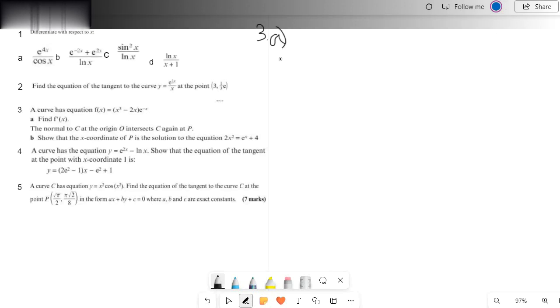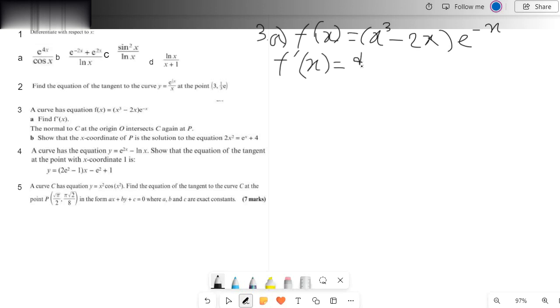We have function of x equals x cubed subtracted with 2x, whole multiplied with e to the power minus x. So we have to find out f dash x, or the derivative of f of x. So applying d/dx of x cubed minus 2x multiplied with e to the power minus x, we have to use the product rule, right?